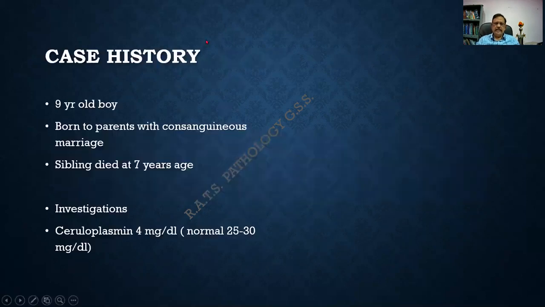Let us start with the case history. A 9-year-old boy born to parents with a consanguineous marriage. The sibling died at the age of 7 years. And the investigations: ceruloplasmin is 4 milligrams per deciliter, normal is about 25 to 30 milligrams per deciliter. So what is your diagnosis?